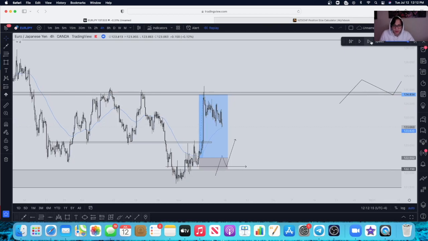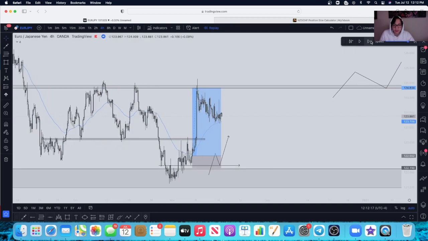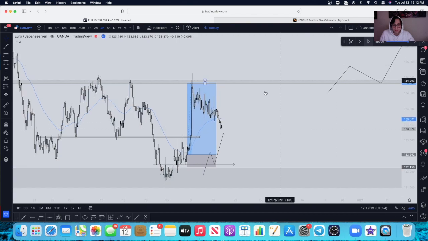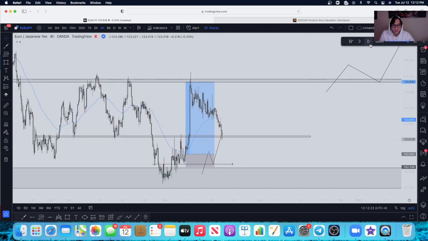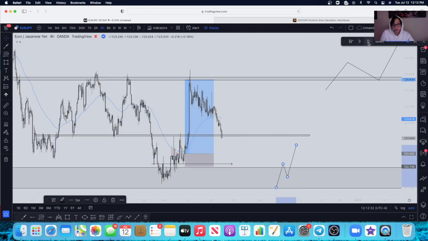All right, so we want to see what price is going to be doing over here. We're going to extend this a little bit. Price is now down at this area. Are we going to enter now? No, we're going to wait for a bullish confirmation, either a double bottom, inverted head and shoulders, or bullish engulfing. So let's see what price gives us.